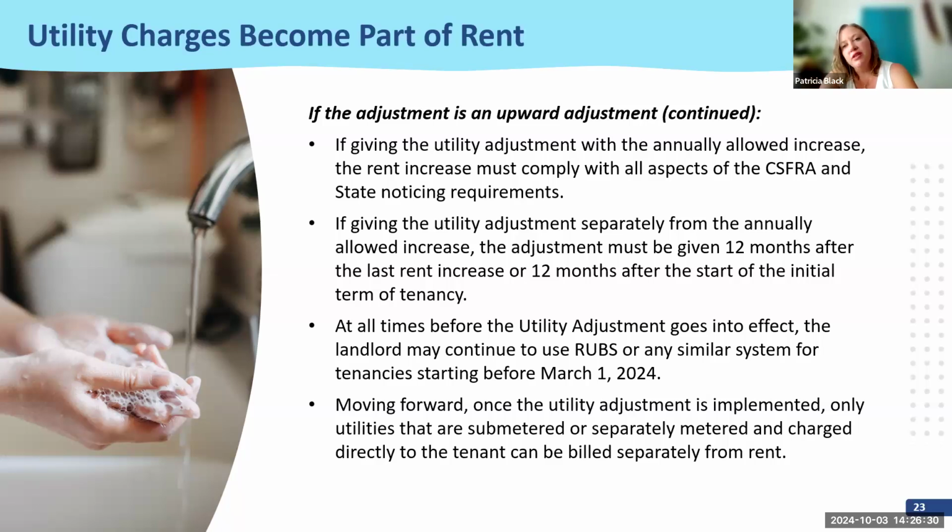If you're giving the utility adjustment separately from the AGA, so you're not giving the AGA that year, the adjustment can only be given 12 months after the last rent increase or 12 months after the start of the initial term of tenancy to be within the regulations of the CSFRA. And just as a reminder, at all times before the utility adjustment goes into effect, you can continue to use RUBS for all tenancies that started before March 1st. And then moving forward, once the utility adjustment is implemented, only utilities that are sub-metered or separately metered and charged directly to the tenant can be billed separately from rent.